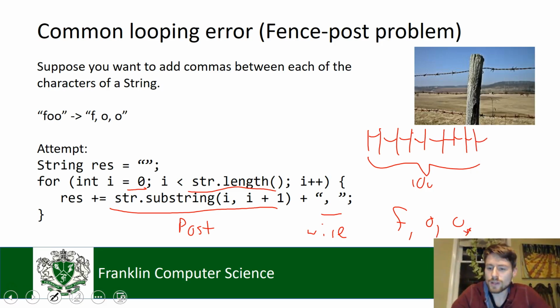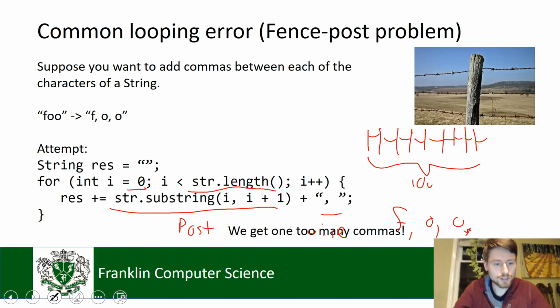And so a couple of ways to fix this are either you save the last comma, so the last letter you're going to handle afterwards. So this would be planting the post at the very end. Or you plant the first post at the beginning, and then you reverse the order that you do these letters and commas. So let's look at those two different options. Okay, so how are we going to fix this? We're going to look at those two approaches right now.